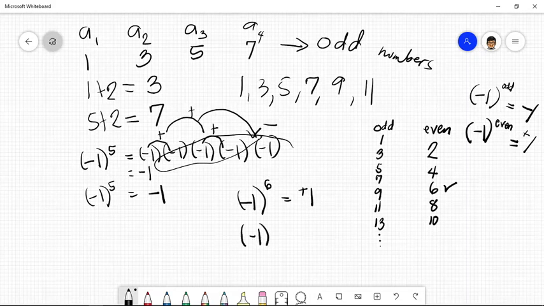The negative 1 raised to 101. 101, the last digit is 1. So, 1 is an odd number. Therefore, the answer is negative 1. Say, negative 1 raised to 28. Look at 28. 8 is an even number. Yung dulo niya 8. Tama? So, this is positive 1. Hindi ka na nag-solve. Tama?